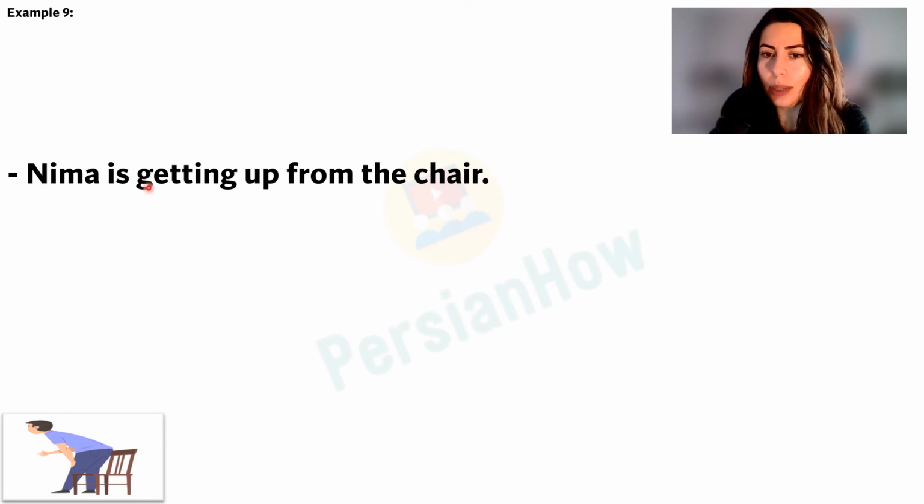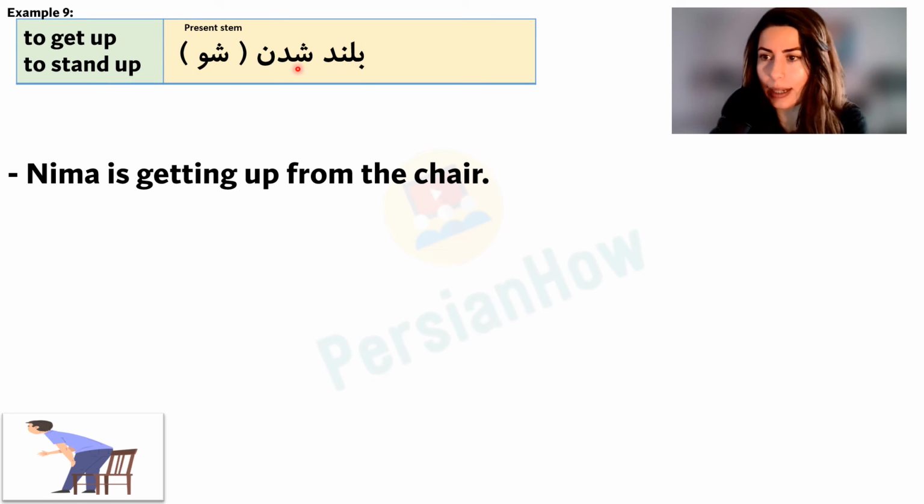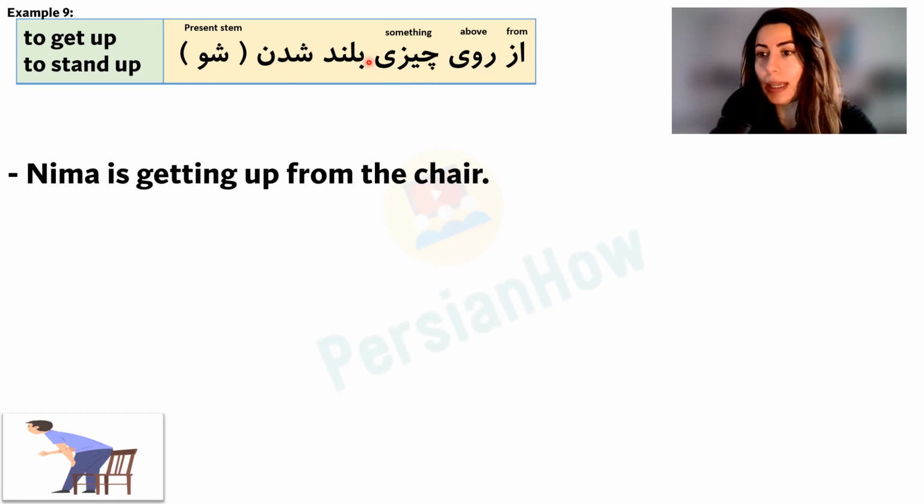Next example, Nima is getting up from the chair. So to get up or to stand up is بلند شدن. بلند شدن is a prepositional verb. In English, the preposition from is used. In Farsi, from above is used: از روی چیزی, and چیزی here would be the صندلی, بلند شدن. So we get up from above something because رو means above.